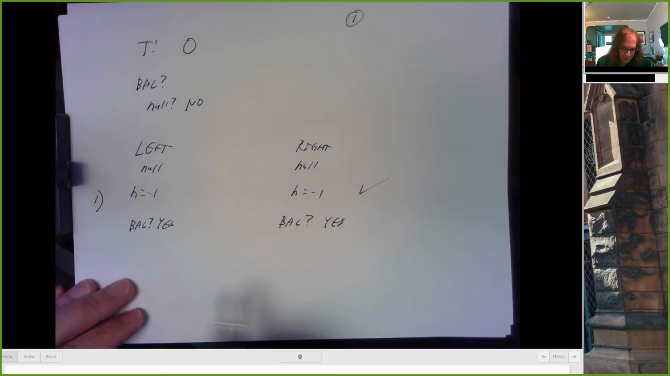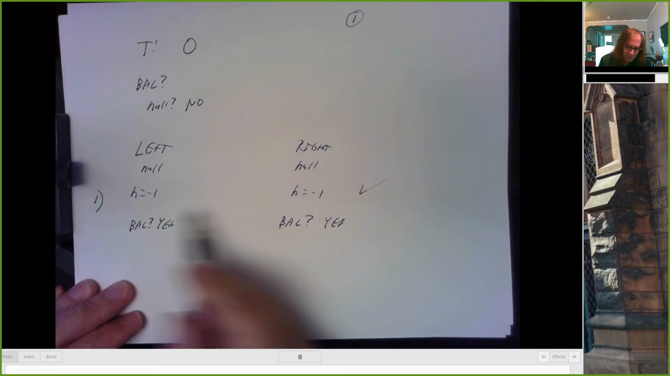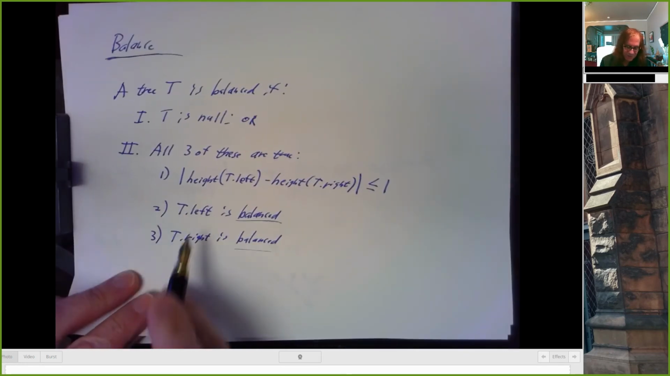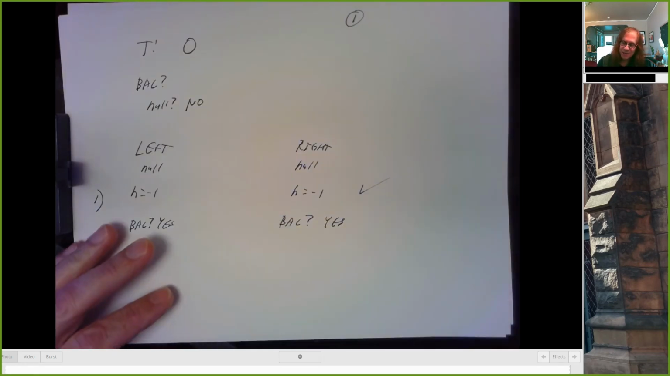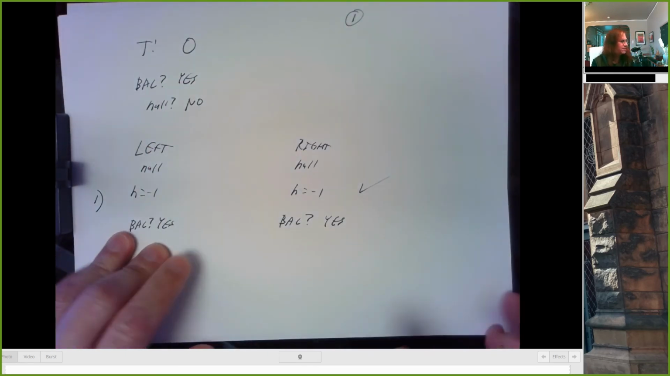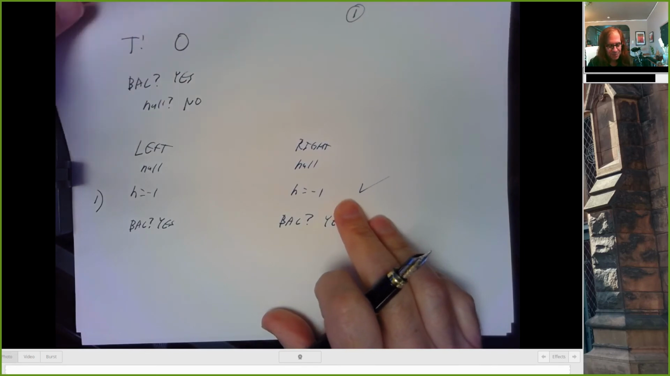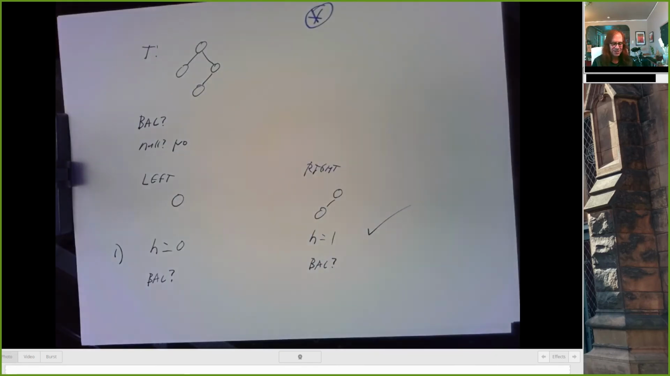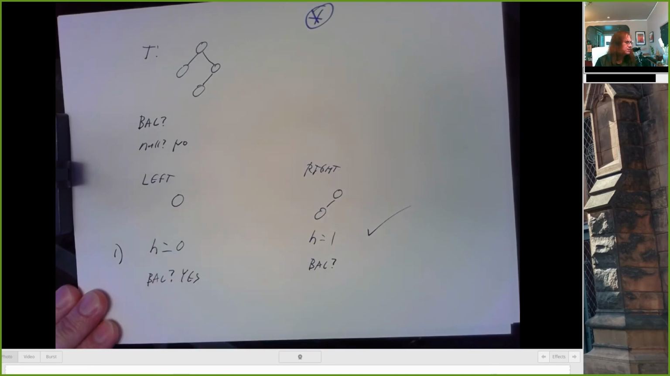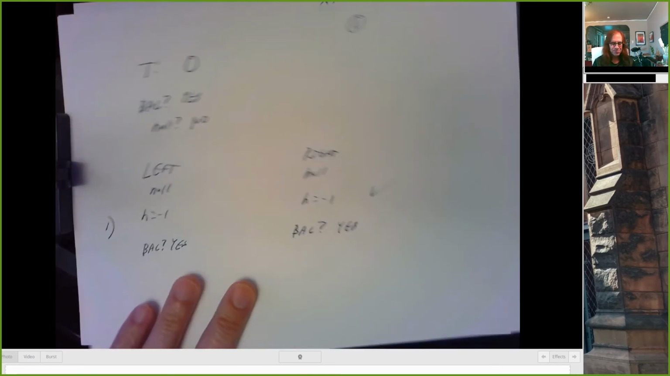All right. My heights are within 1, the left subtree is balanced, the right subtree is balanced. My algorithm says, therefore my tree is balanced. So it says, yes, it's balanced, and this returns to wherever I called this from. Where did I call this from? I called it from my main program where I said, is this tree balanced? And I just answered this question, yes, this tree with one node is balanced. Right, that's what all of this was about.